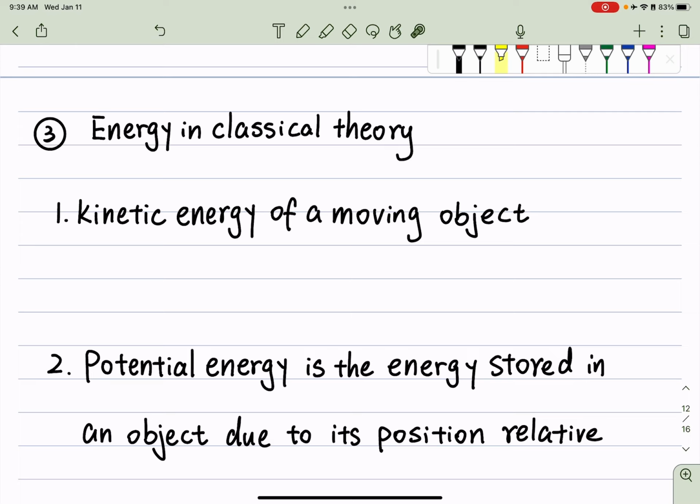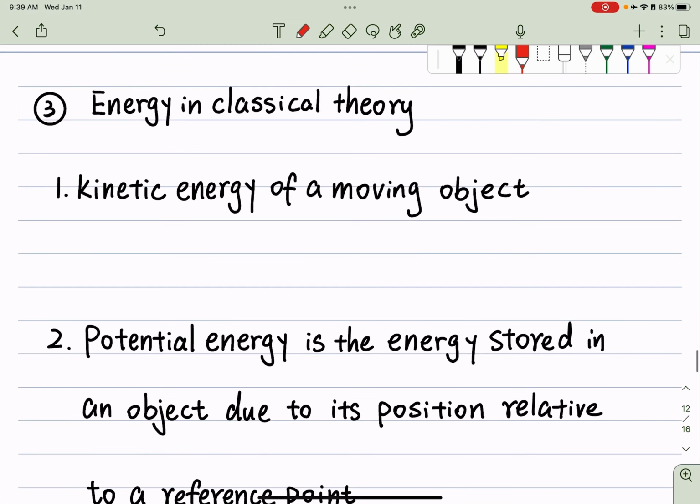So in this case, when we're looking at energy in classical theory, naturally, we divide it into kinetic energy. That is the energy of any moving object, 1/2 mv squared, where v is the speed. So imagine you have a car going, right? So that's the kinetic energy in that moving object.